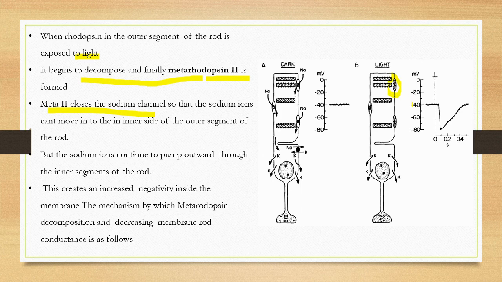The sodium cannot enter into this segment. But at that time, potassium ions and sodium ions keep going out through this. So it creates what? A negative charge inside. This creates a negative charge inside. So this is called hyperpolarization.